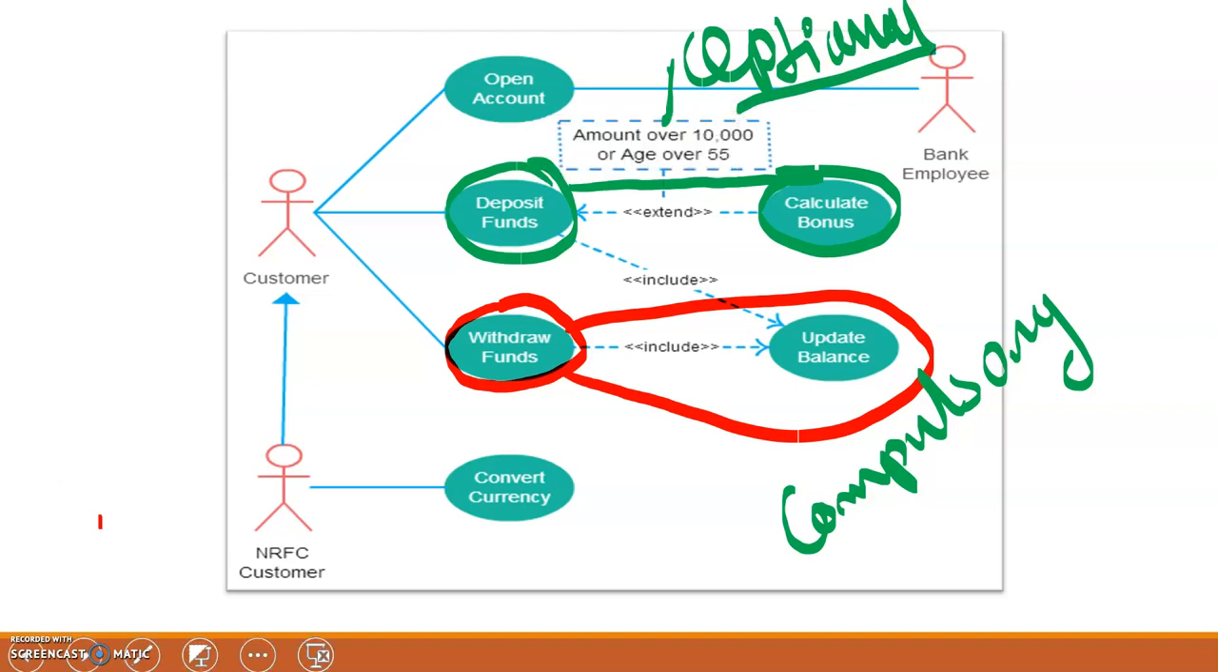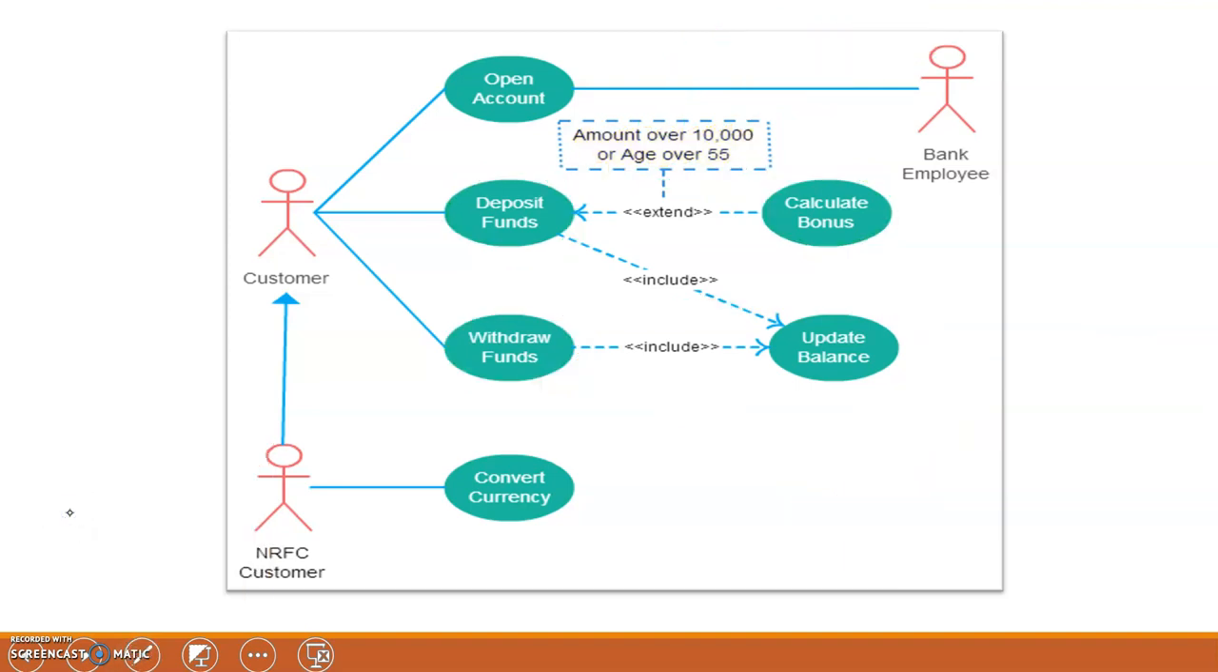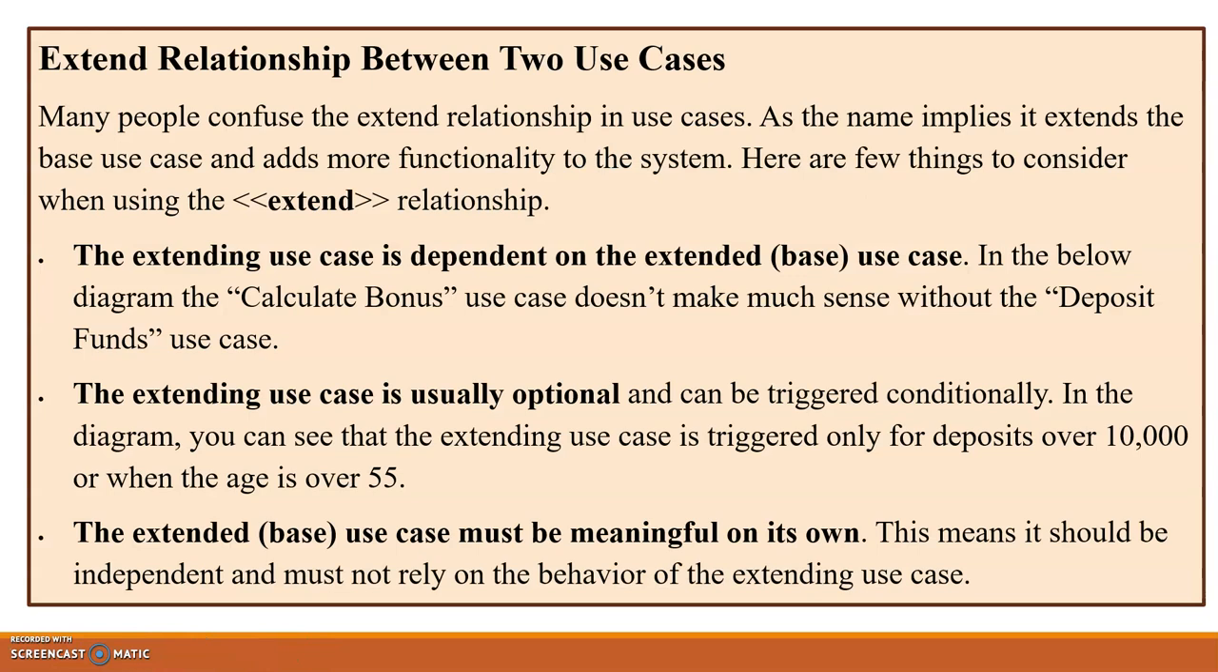But the extend relationship is based on some particular condition. So it is optional as well as conditional. Let's understand it. See, this is the extend relationship between the two use cases. We have already discussed how to use and write the extend, and about the base class as well. Also we know that it is optional.